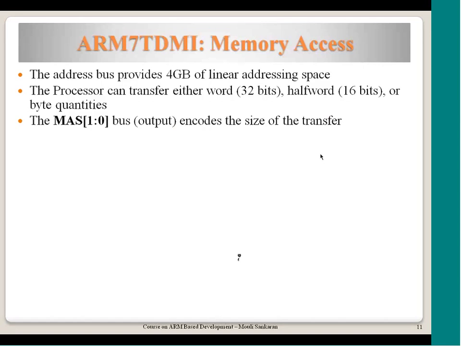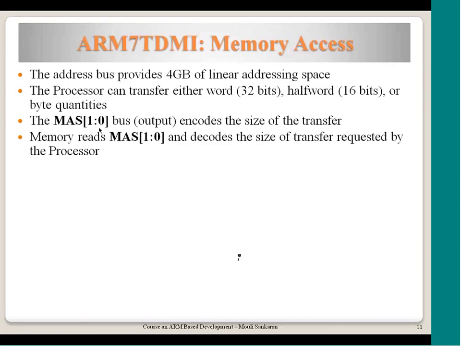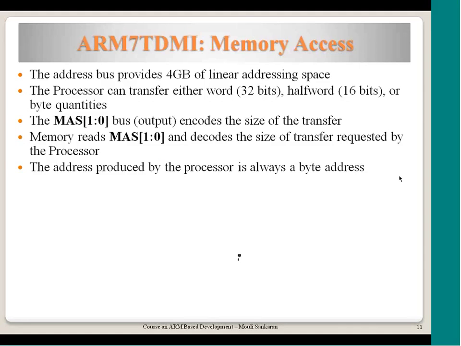So who decides the MAS input, a 2-bit input coming into the memory? Actually, it is driven by the processor. This encodes the size of the transfer. If the processor is transferring a half word, it will put in a proper combination of bits to indicate to the memory that it is transferring a half word or a byte or a 32-bit whole word. Based on this signal, the MAS signal coming out of the processor core, the memory understands that the transfer size is one of these three, and then accordingly it reads the data from the data bus.